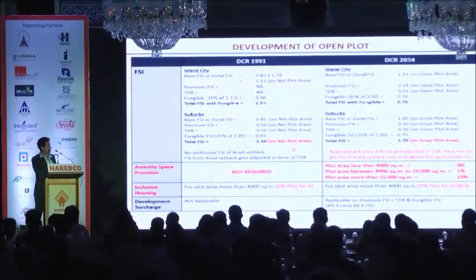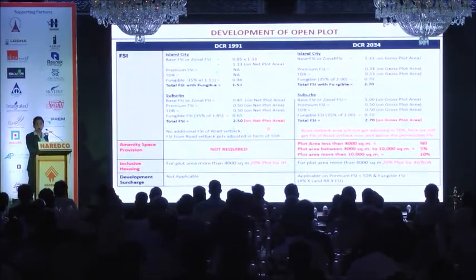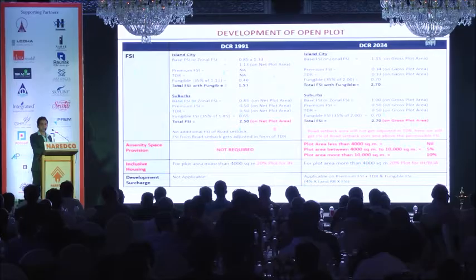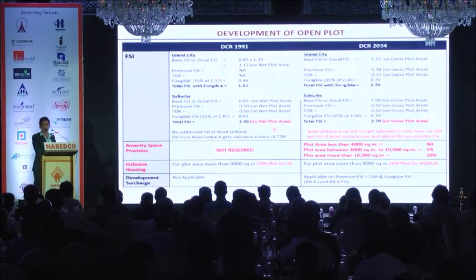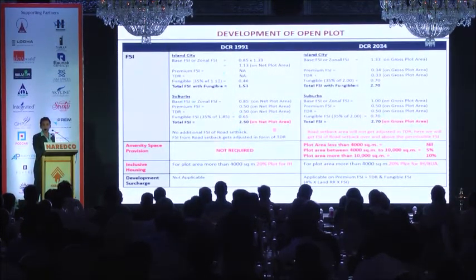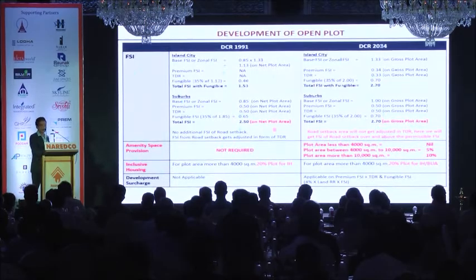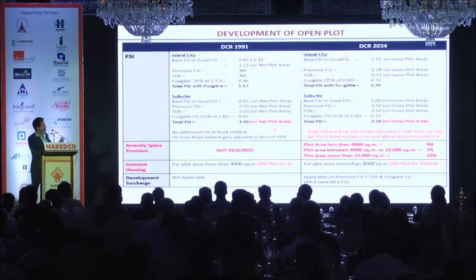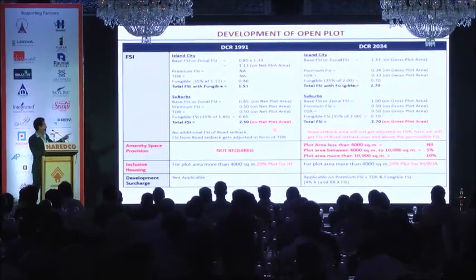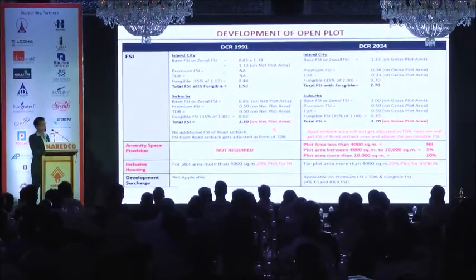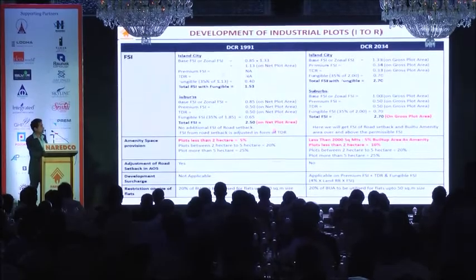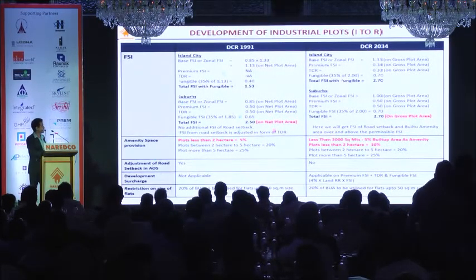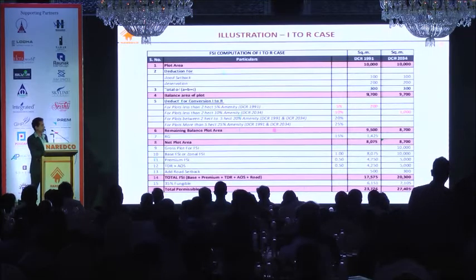Development of open plot. Previously it used to be 2.5 approximately on net plot area. Now it's going to be 2.7 on gross plot area. So more FSI. Somewhere, as Suyog mentioned, draining of FSI. But how to plan next? We'll see that. Amenity spaces are required now, which was not there before. Next, please. Same thing for change of user proposal. Again, the FSI is increased. Next, please. Next.